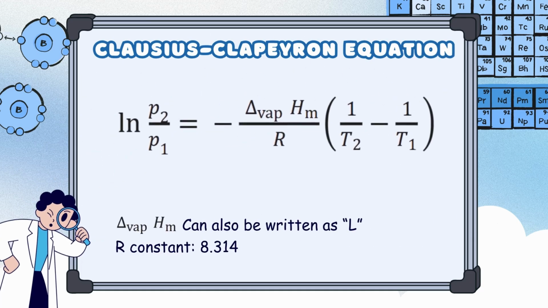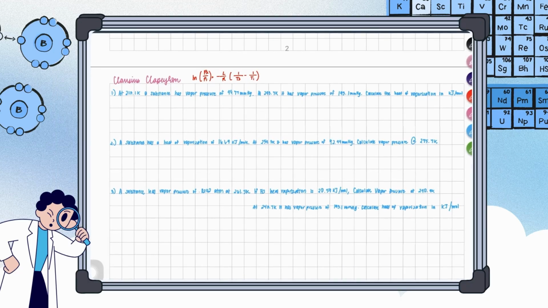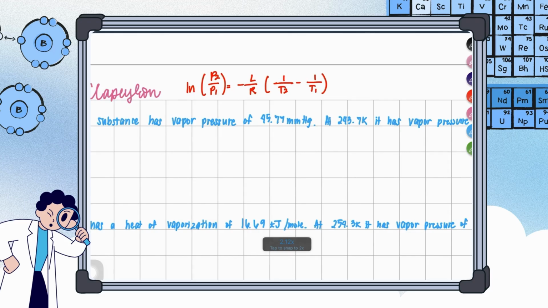So ln of pressure 2 over pressure 1 equals negative molar enthalpy of vaporization, or we can simply write it as L over R, and our constant is 8.314, times 1 over temperature 2 minus 1 over temperature 1. For Clausius-Clapeyron, we will be using the formula ln of P2 over P1 equals negative L over R times 1 over T2 minus 1 over T1.